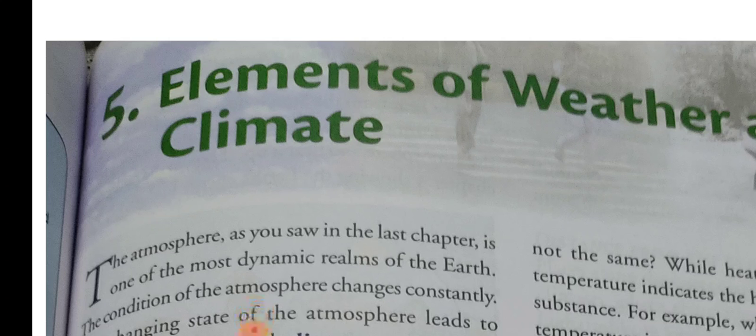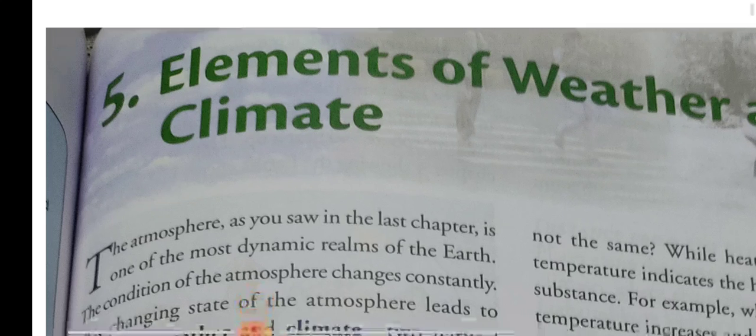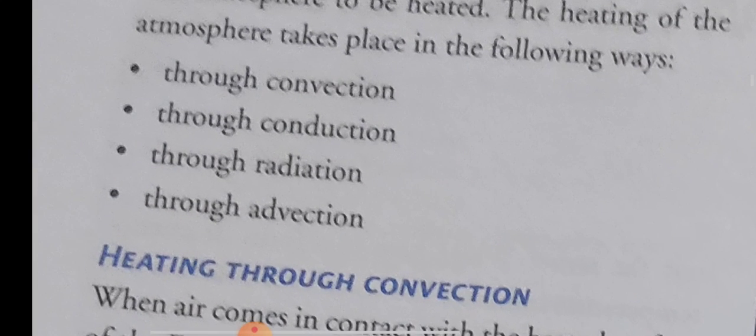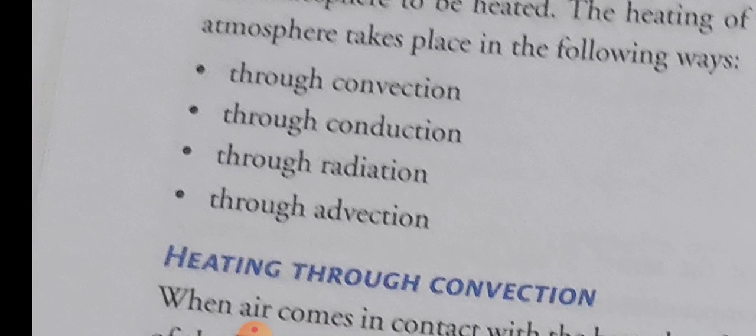Based on this topic, I explained the meaning of weather and climate, their differences, atmospheric temperature, and the different ways the heating of atmosphere takes place. What are the different ways? The different ways are through convection, through conduction, through radiation, and through advection.